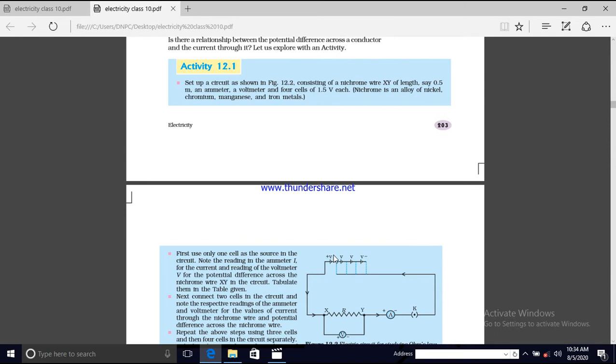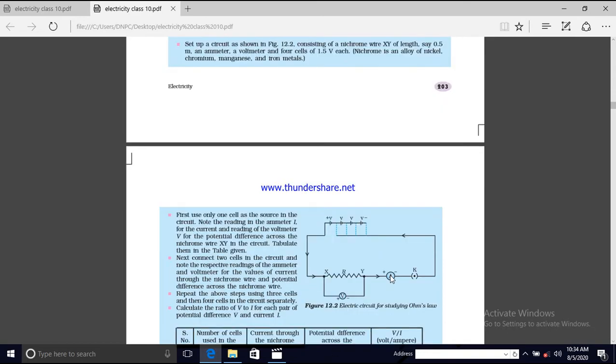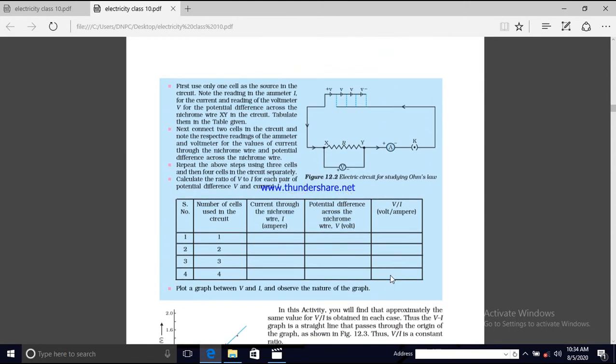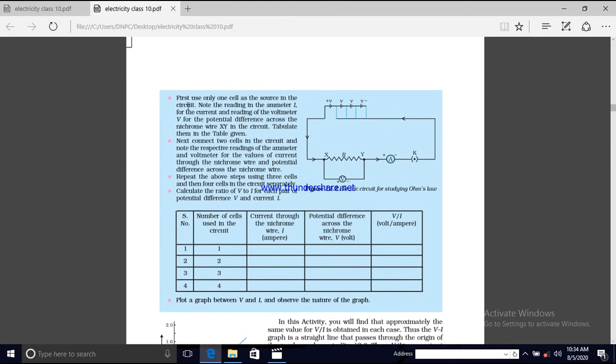So this is the initial setup, how to set up an electric circuit in order to verify Ohm's law. Now we can look at the activity. This diagram is very important. First step, first use only one cell as the source of electricity.